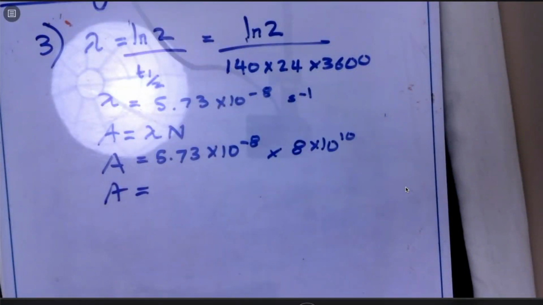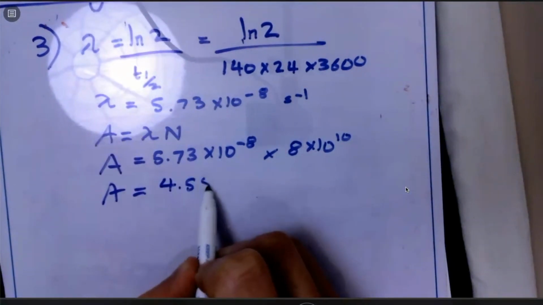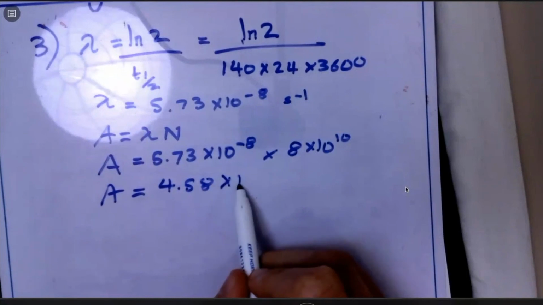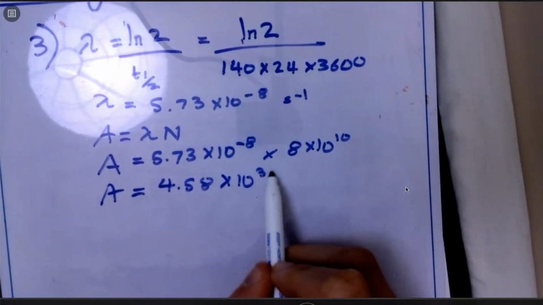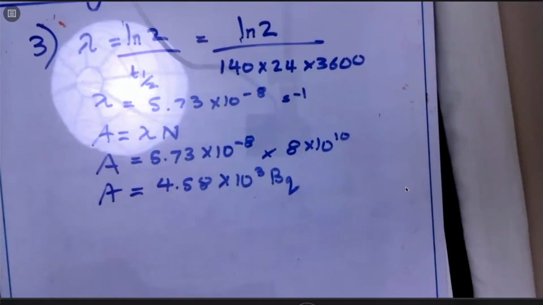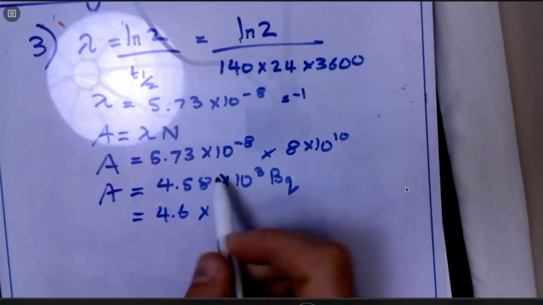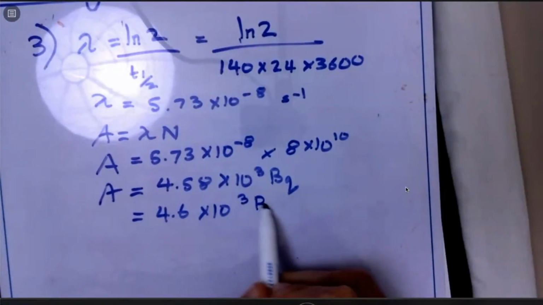Then to get the final activity, we need to multiply the decay constant by that 8 times 10 to the 10 number of nuclei, and we should get 4.58 times 10 to the 3 becquerels, or to 2 significant figures, 4.6 times 10 to the 3 becquerels.